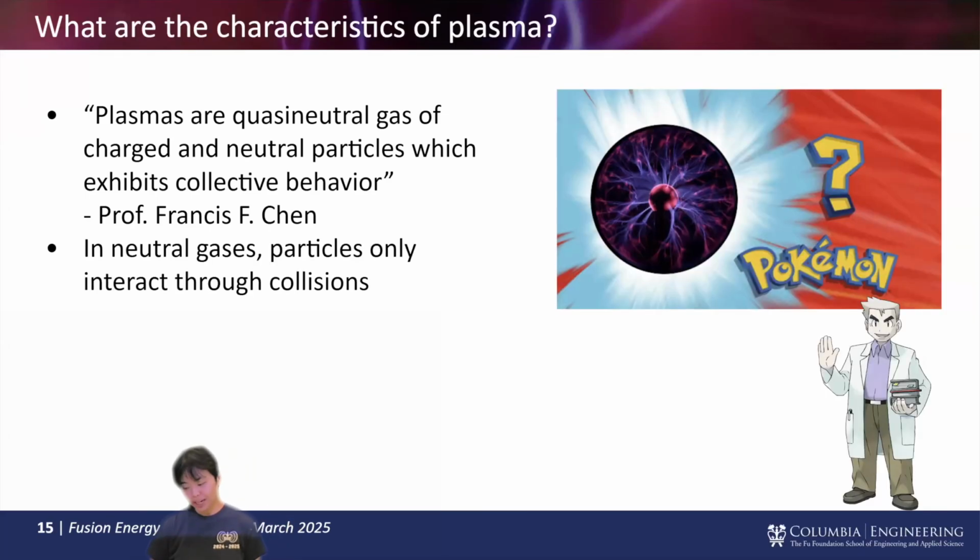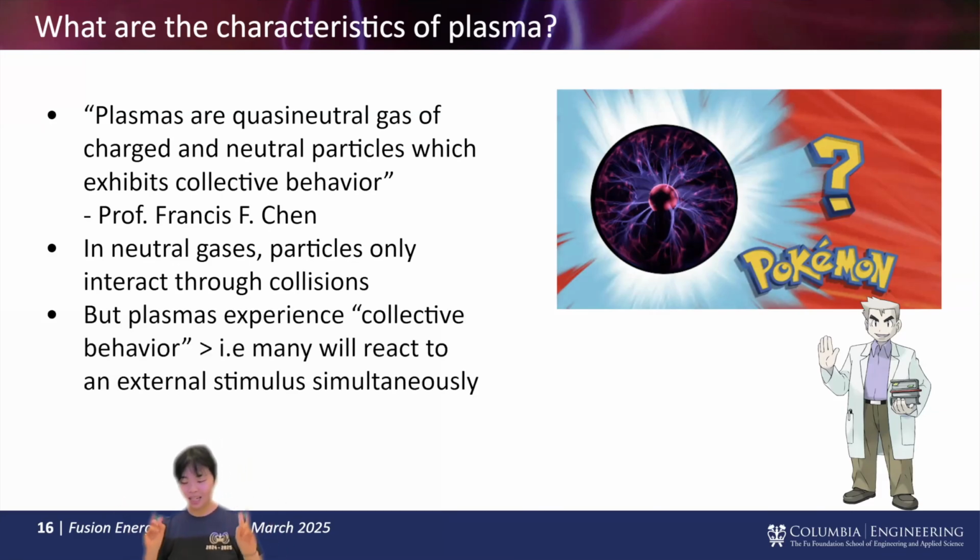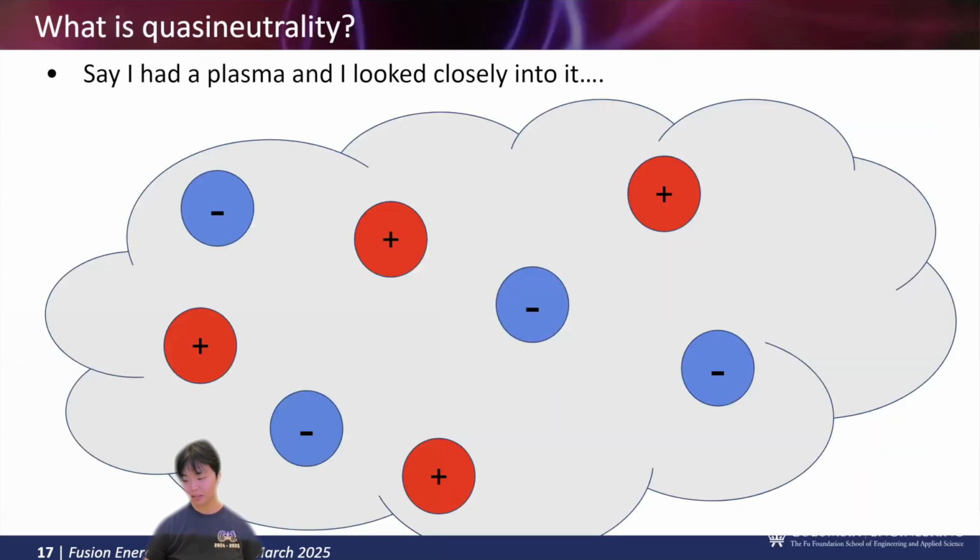So in neutral gases, right, regular gases, particles only interact through collisions. They don't really experience the electromagnetic forces that I've talked about. Whereas in a plasma, they experience this collective behavior that comes from electromagnetic interactions. So for example, if I provide an external charge in the plasma, all the particles in the plasma will react simultaneously. Whereas in a gas, maybe it'll just bounce around, something like that, right? So they react to an external stimulus simultaneously. This is what we call collective behavior.